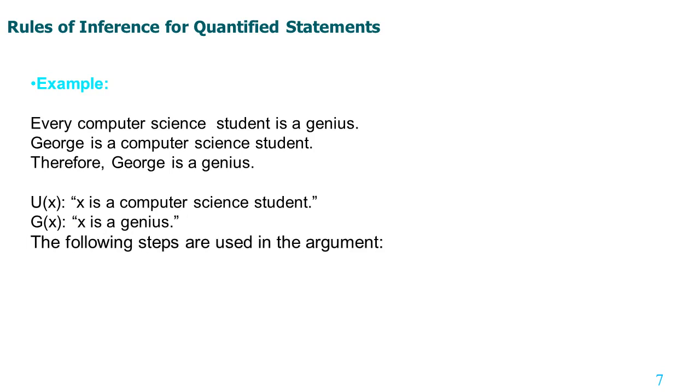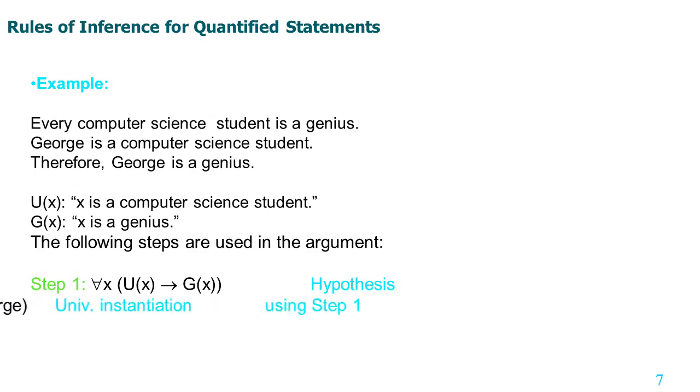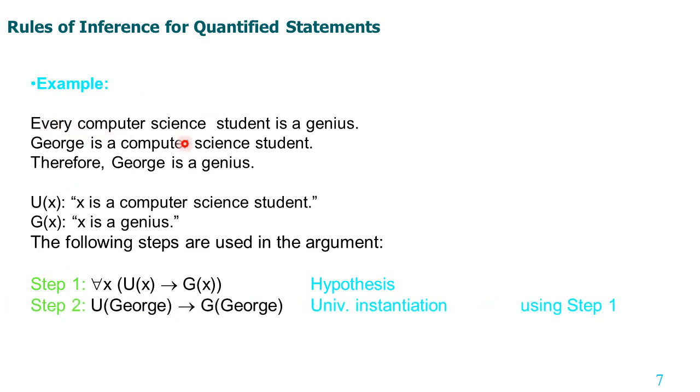The following steps are used in this argument. Step 1: for all x, U(x) implies G(x). This is a hypothesis since it is given. That means every computer science student is a genius. Now George is a computer science student. This is a universal instantiation using step 1.